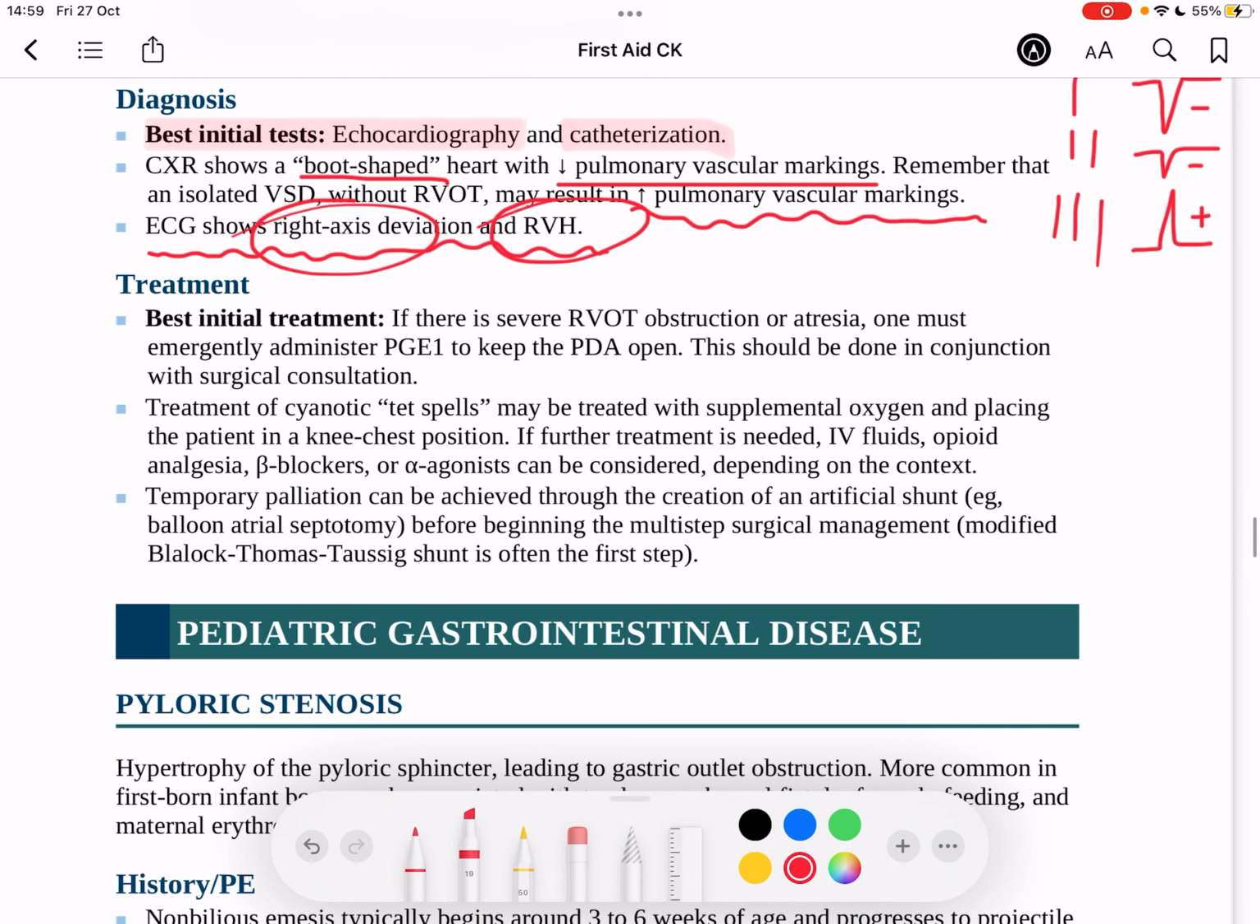So, to finish this, I want to talk a little bit about treatment. The best initial treatment, if there is severe outflow obstruction or atresia, is prostaglandin. Why? I want to keep my PDA open to help reverse the shunt. This should be done in conjunction with a surgical consultation as well.